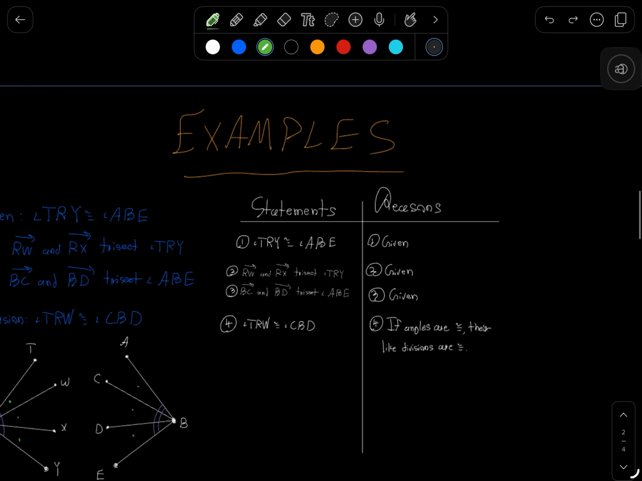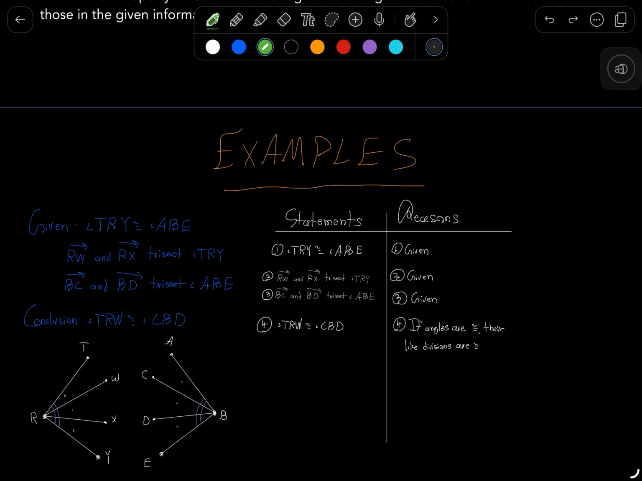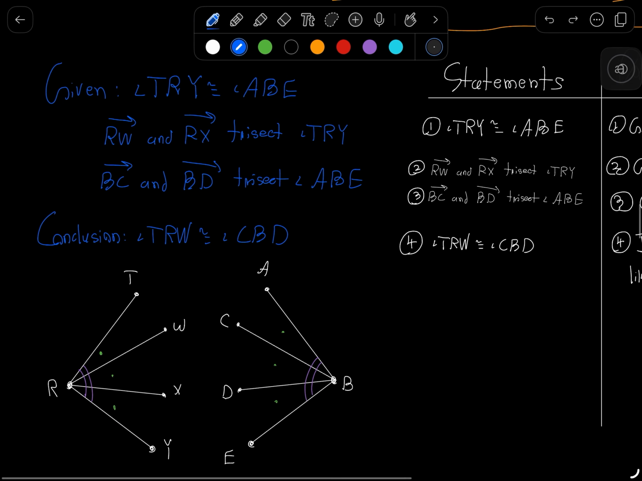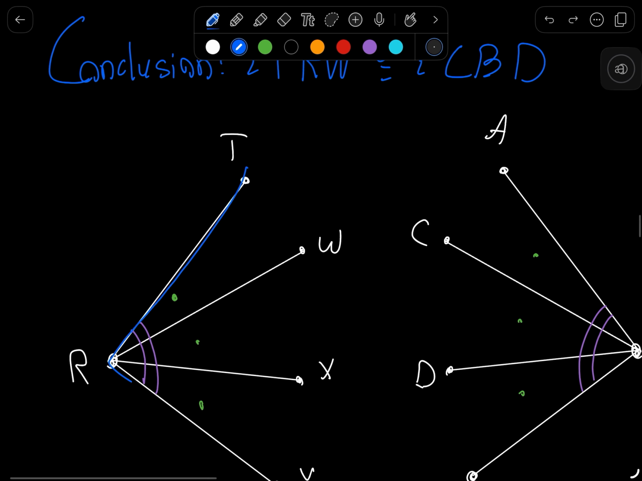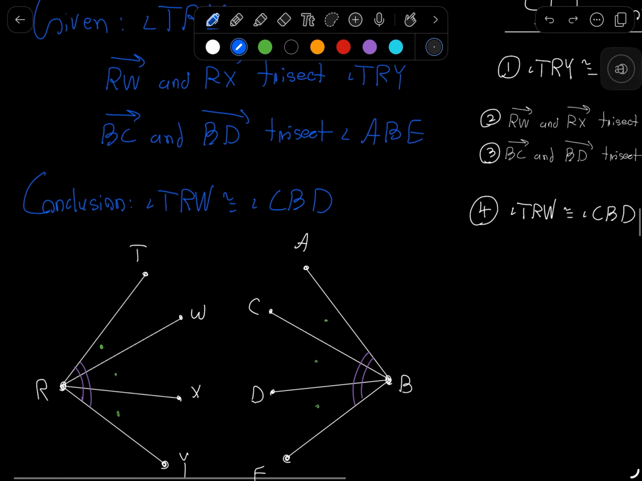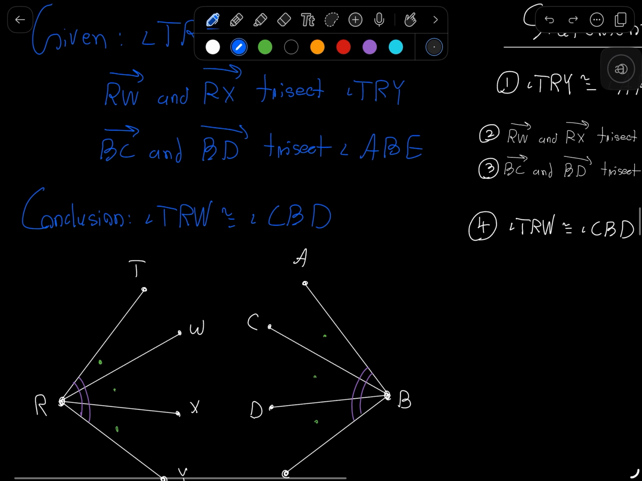All right, let's look at an example here. So here we're given that angle TRY is congruent to angle ABE. So they're saying that these entire angles are congruent to each other, right? We're told which rays are trisectors, right? So again, these blue rays are trisectors. And we're trying to conclude that angle TRW is congruent to angle CBD. How do you do that?